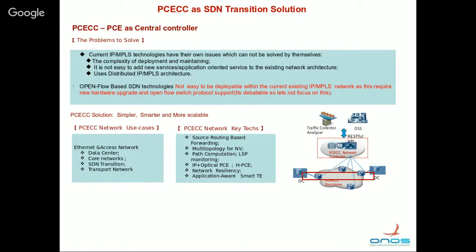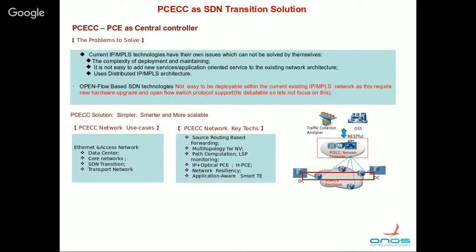So by this you lose the edge over better performance; the optimization we lose over here. And it's also not easy to add new services or come up with an application oriented service to the existing network architecture. Anyway, SDN as a basic principle provides programmability. PCECC also supports the programmability. Okay, we'll see how it's done.